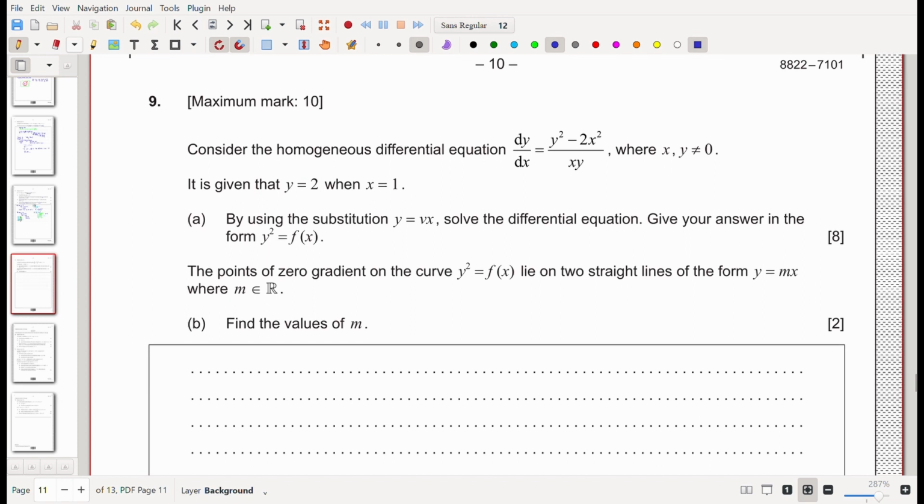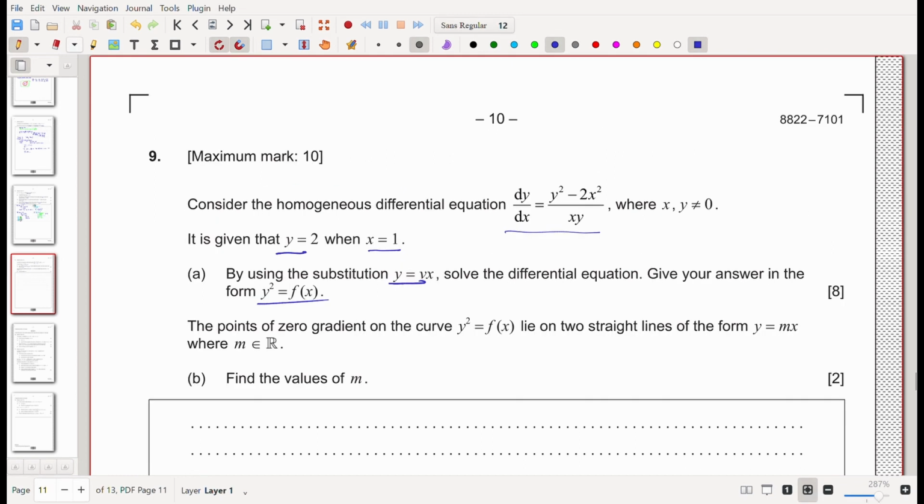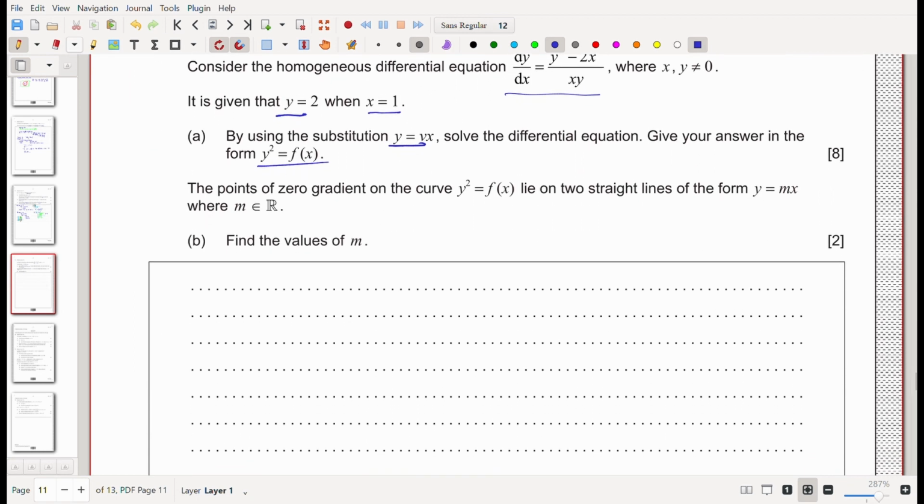Moving on to question number 9. Consider the homogeneous differential equation that's given here. And it's given that y is equal to 2 and x is equal to 1. Using this substitution, solve the differential equation in terms of y squared. So for this, it's a very standard substitution. And it's not going to be too hard, guys. Just take your time with it.